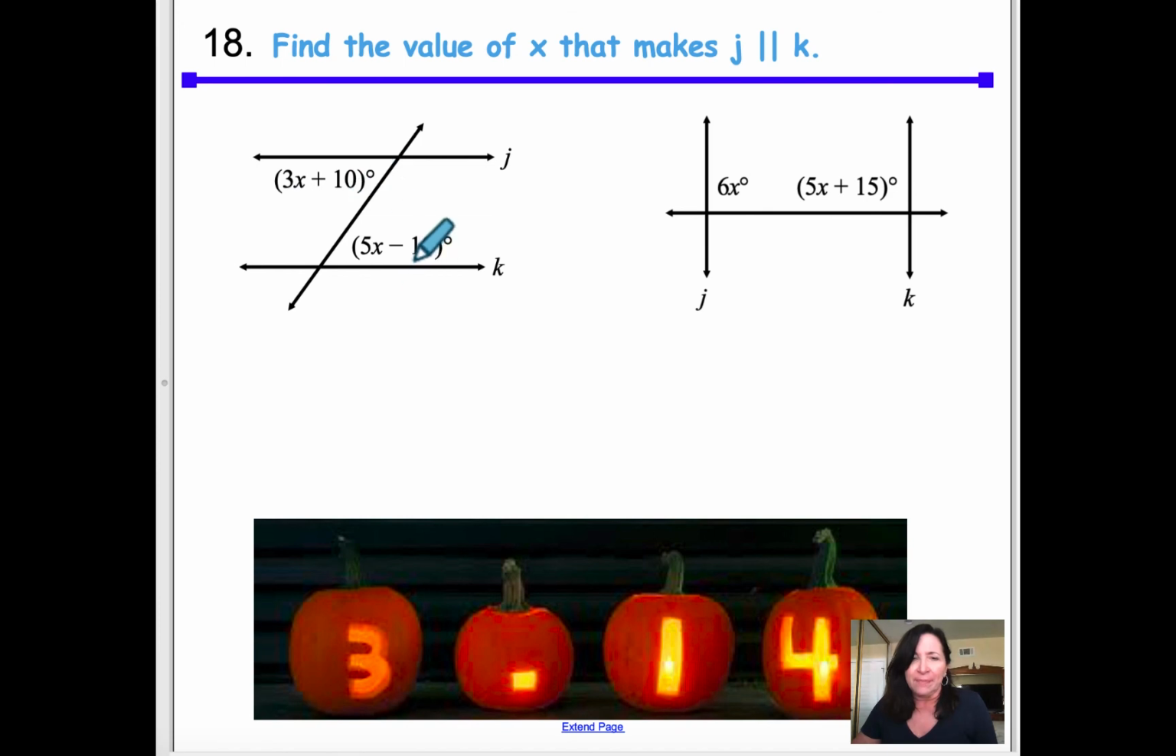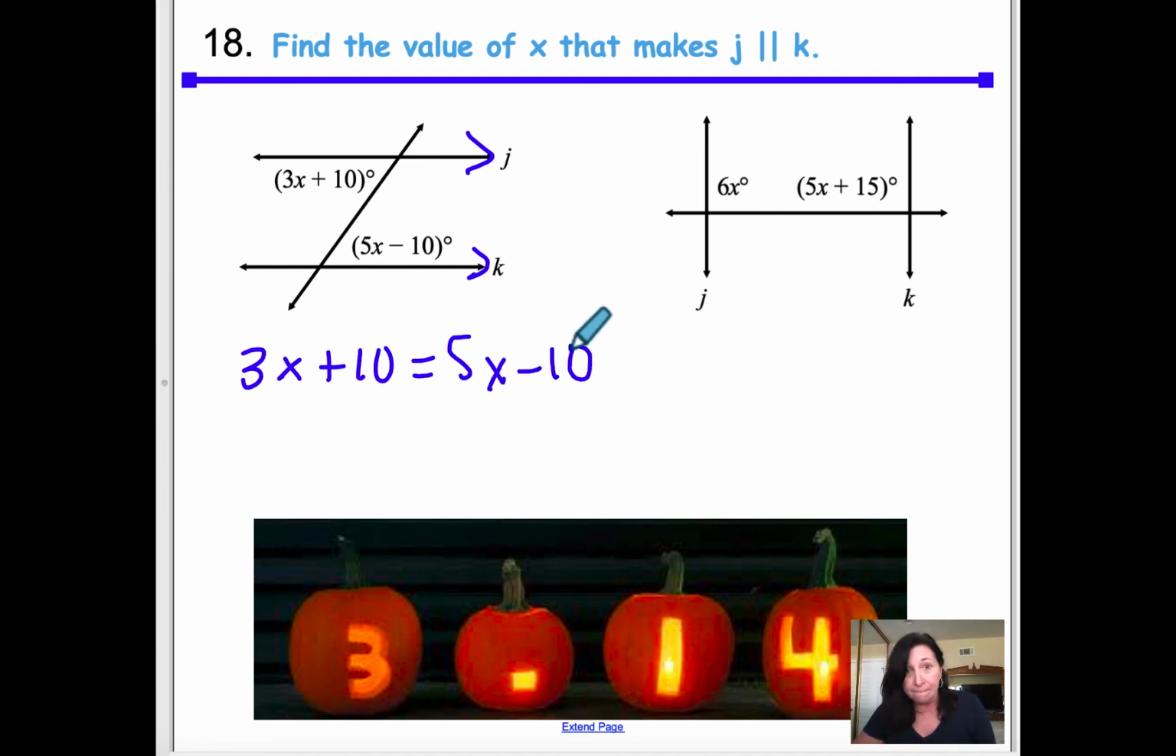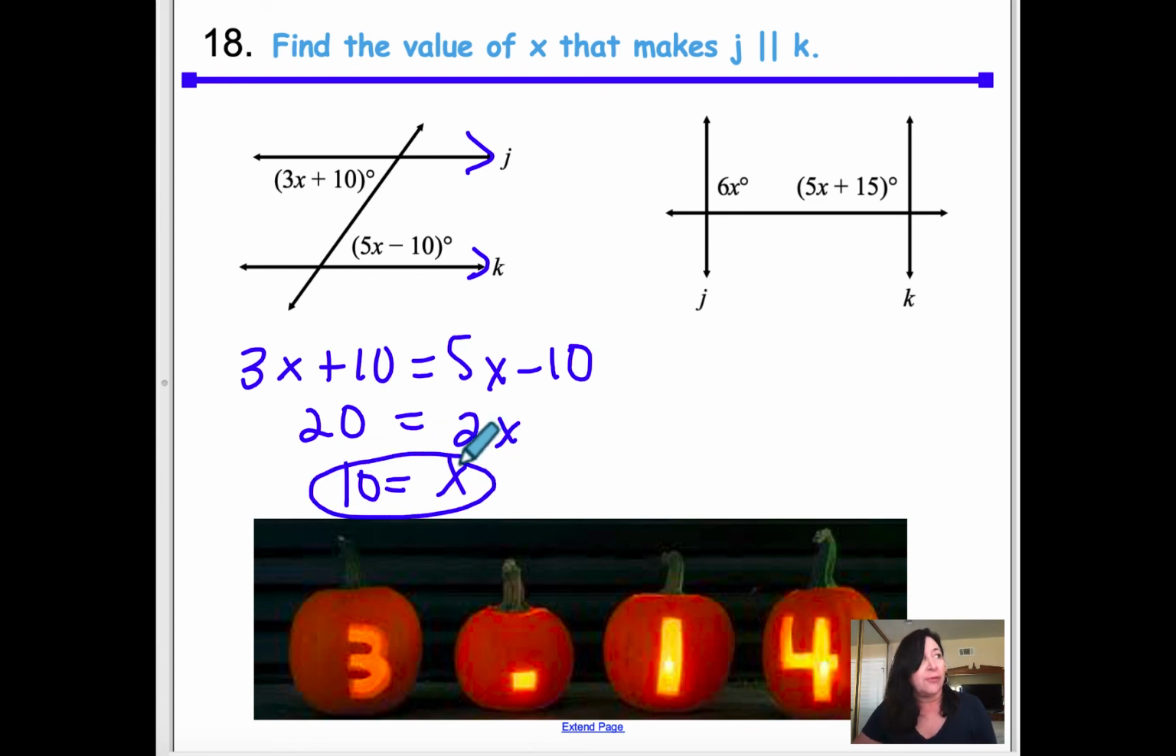These are parallel. We're trying to figure out if they're parallel by making these congruent. If they were congruent, then 3x plus 10 would equal 5x minus 10, right? Subtract 3x, I get 2x. Add 10, I get 20. x equals 10. So find the value of x. That makes that, oh, we found x.